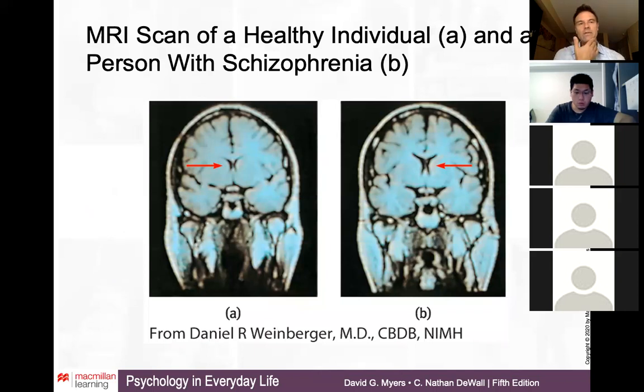So here we have a comparison between a healthy brain and the brain of a schizophrenic patient. You can see that the healthy brain is on the left-hand side, and the unhealthy brain is on the right-hand side. You can see that the ventricles, let's say the arrows pointing to the midline structure of the brain, the cortical midline structures, are bigger. They're filled with more liquid.